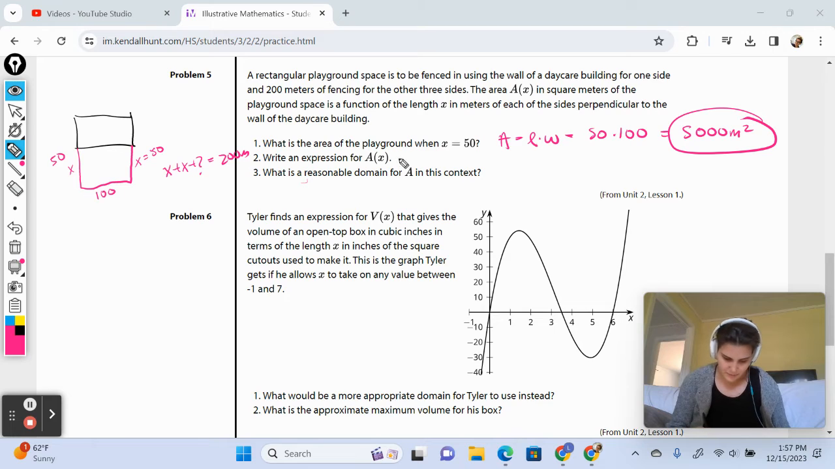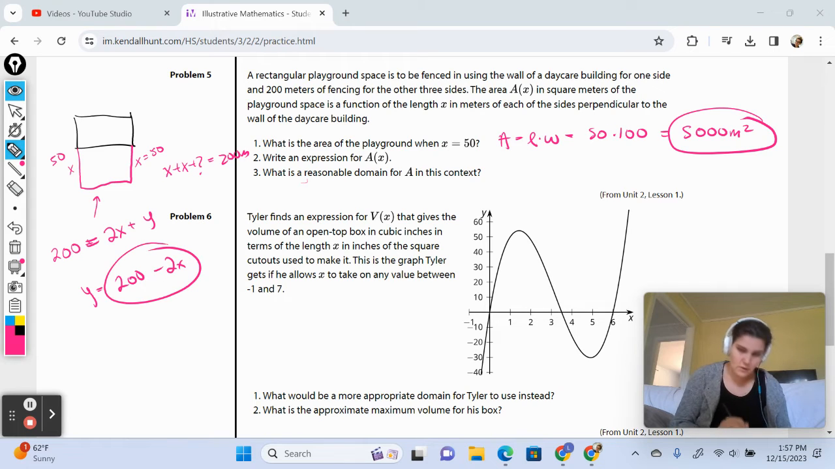We need to write an expression for A of x. Well, this side right here, when I did that first part of the question, I was like, I don't know this side, but I do know that 200 is equal to 2x plus, let's call it y. So y is always going to equal 200 minus 2x. So now we have that question mark, or that y term, in terms of x.